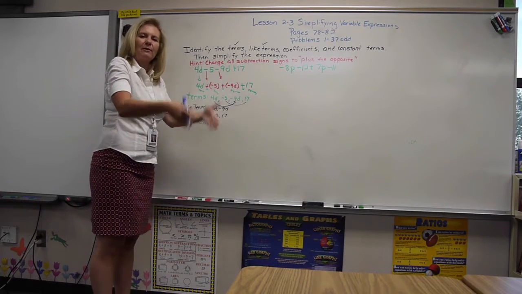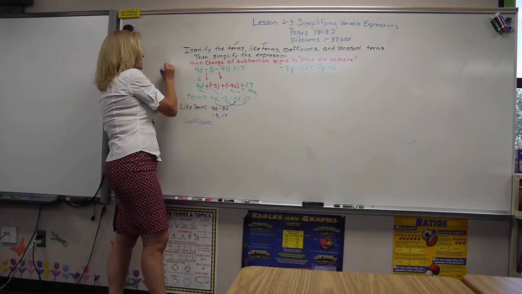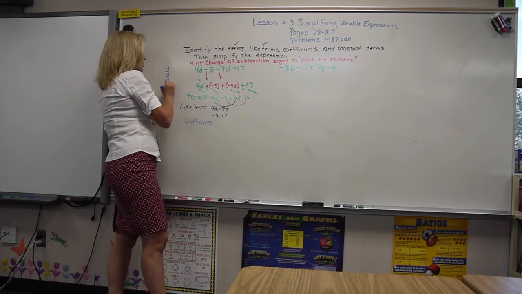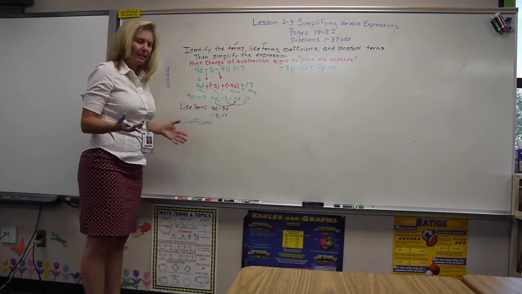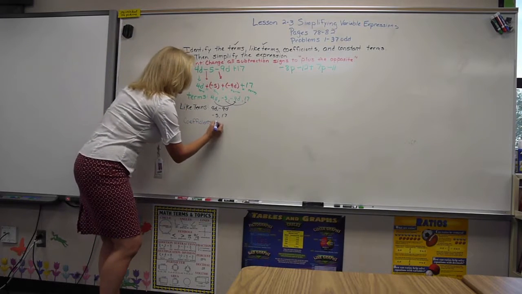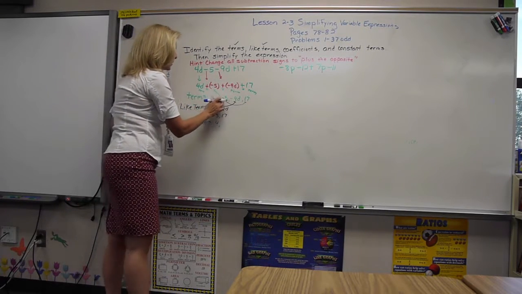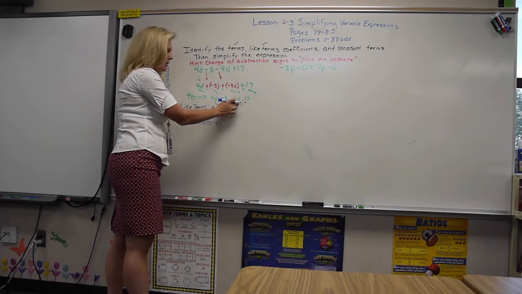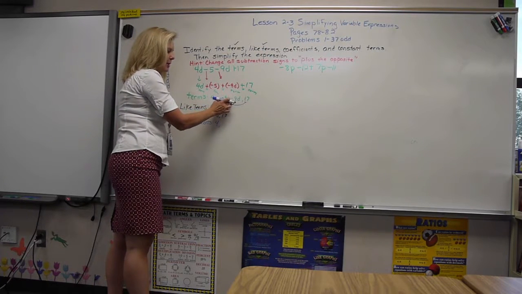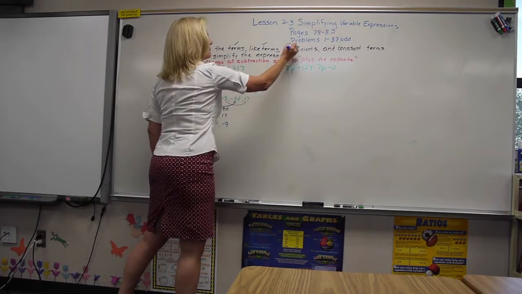It says how many variables I have. So when I look at 4D, it means I have 4 groups of D. So that 4 is my coefficient. So what are my coefficients? Well, it's a positive 4. Now I look for just my variable. Oh, there's another variable. What's the number attached to it? Oh, negative 9. So now I've got my coefficient.